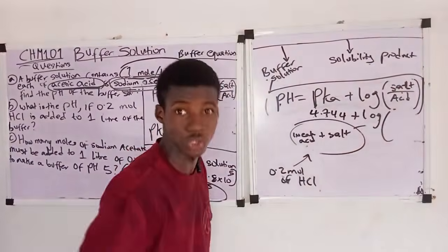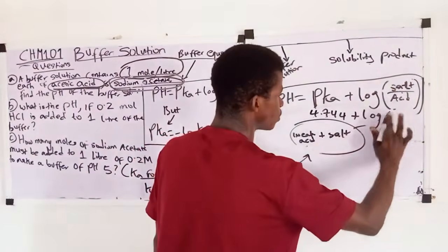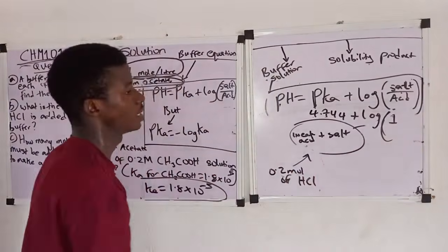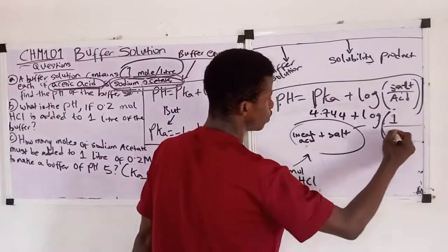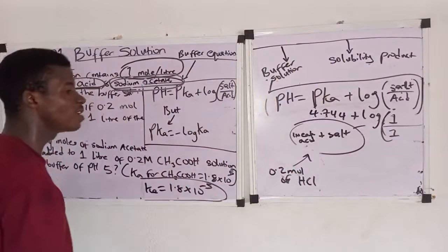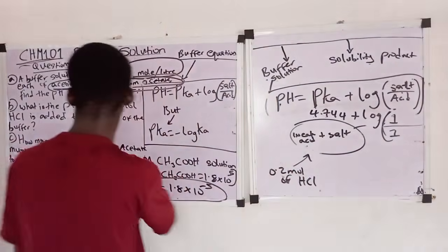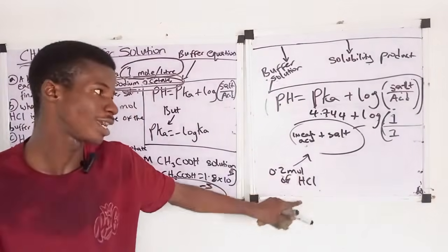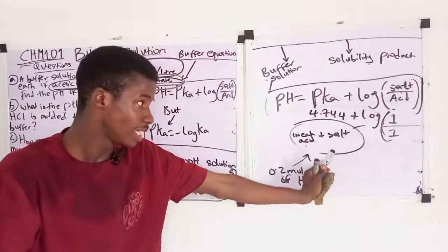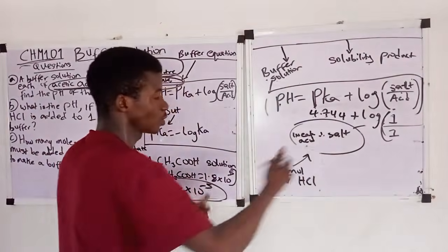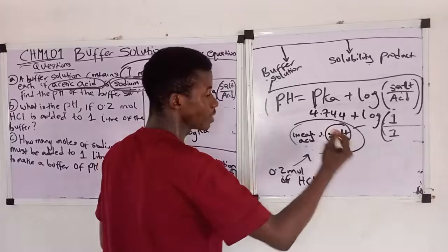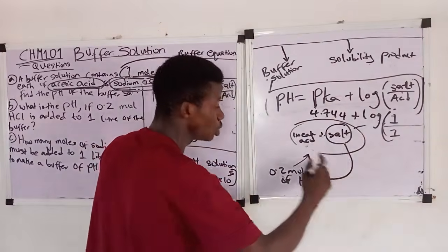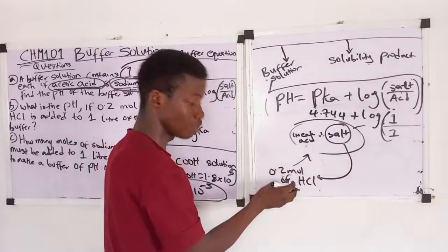I told you guys we use more of the salt, right? Yes, the salt, more of the salt. The more of the salt earlier was 1, right? Yes. Then more of the acid earlier was still 1, right? Yes. Now, if you look at this second question, they told us that they added 0.2 mole of hydrochloric acid to the buffer, right? Yes. So therefore, the salt part of the buffer solution will neutralize the H plus, right?